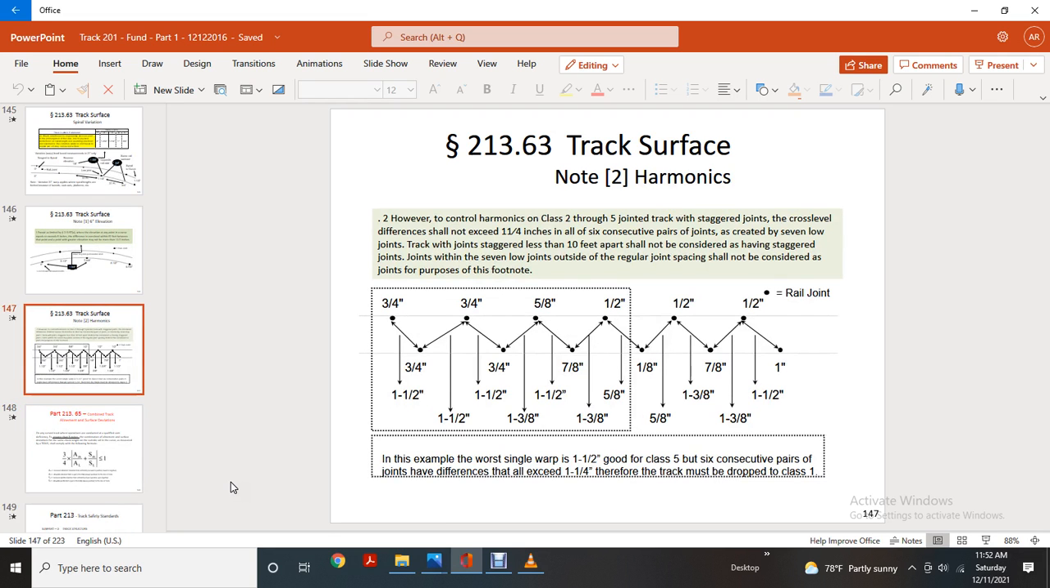Tracks with no harmonics, however, the control harmonics class 2 through 5 jointed track with staggered joints, cross level of the difference should not exceed 1 1/4 inch. All of the concept of the parts of the joint. Several of the low joints on track should be staggered with at least 10 feet and shall not be considered to have the staggered joints. Several of the low joints outside of the regular joint spacing shall not be considered as joints for purpose of the footnote.